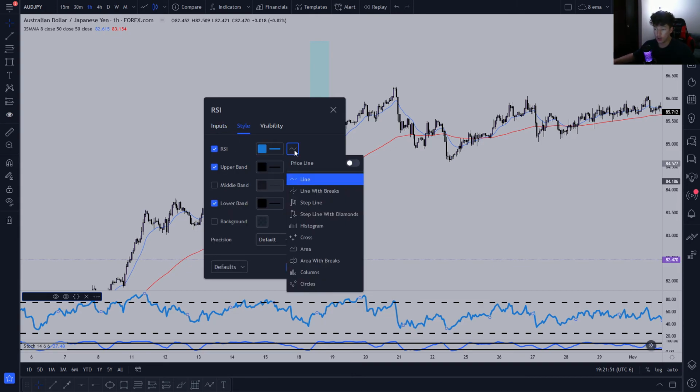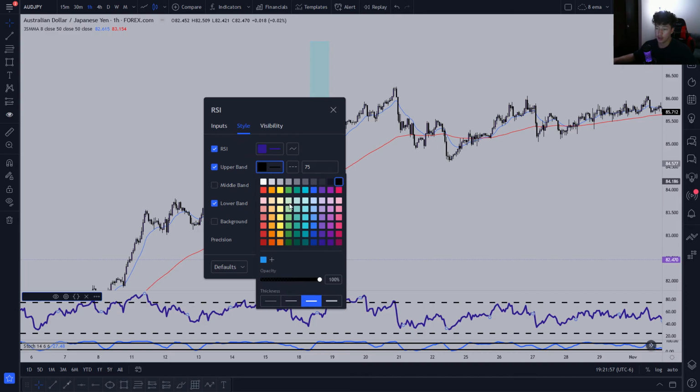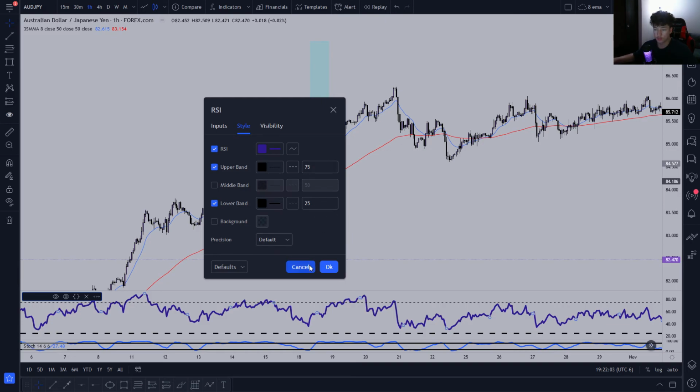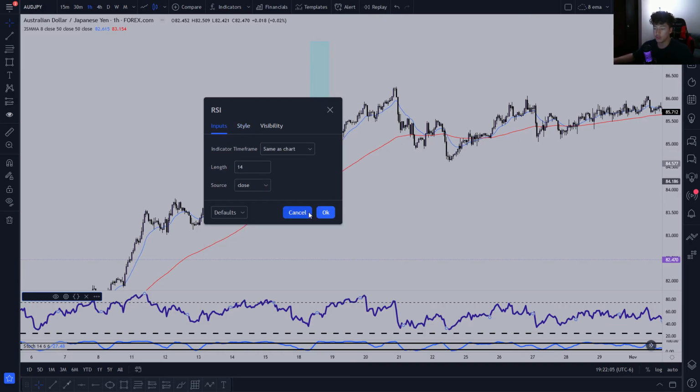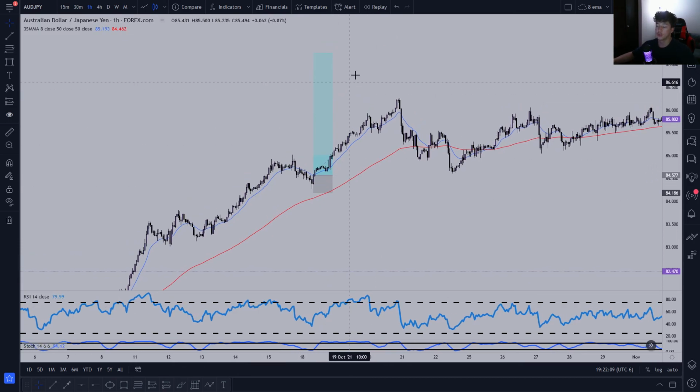Within style, this is just basically all up to personal preference on what colors you like, so on and so forth. I like the colors that I have set. You can make these bands thicker, you can make them less thick. You can do all of that stuff. So like I said, that's all just personal preference. Really, the main settings is just going to be the input. So now let's just go ahead and cancel that. And let's just go ahead and get with an actual example, right?